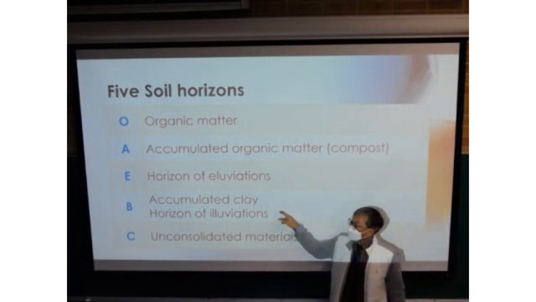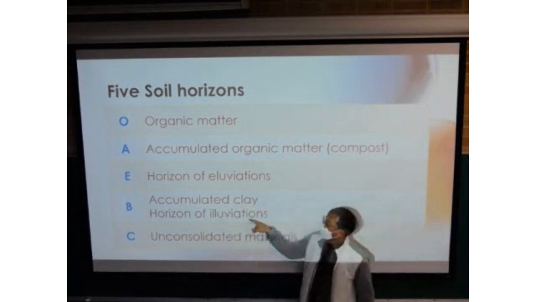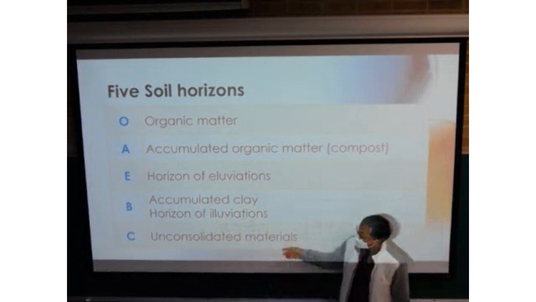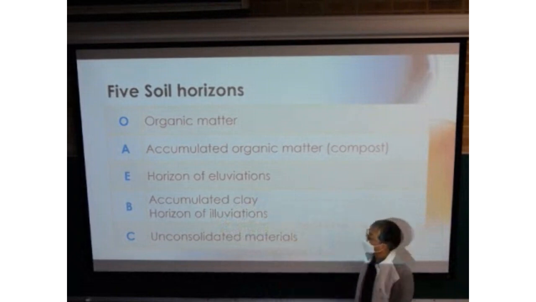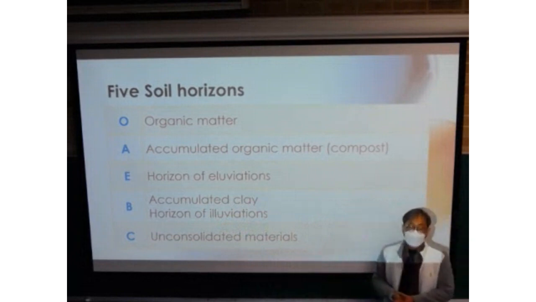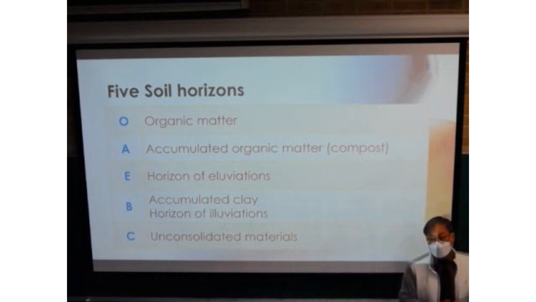B horizon, B as in one. And then the accumulation is called illuviation, letter I. Illuviation. And then the C horizon is unconsolidated material. One of the simple words for the C horizon is the parent material. You come from parents. You cannot show up on the earth by yourself. If you show up by yourself, we call that you are an alien. You are not from the earth.